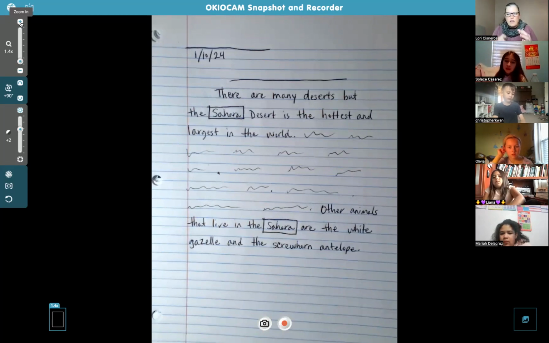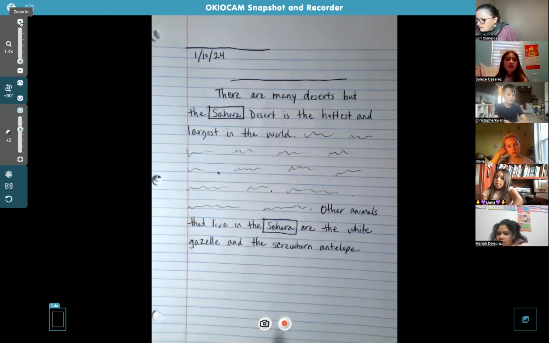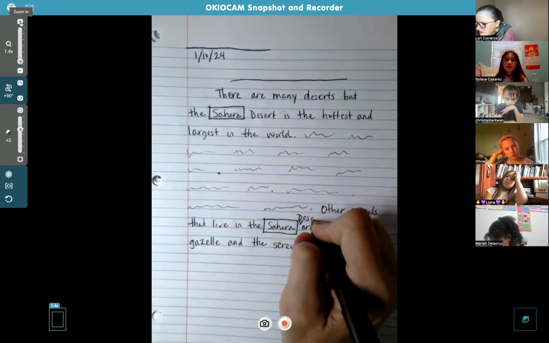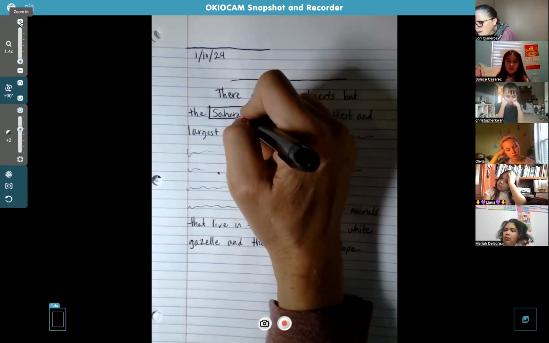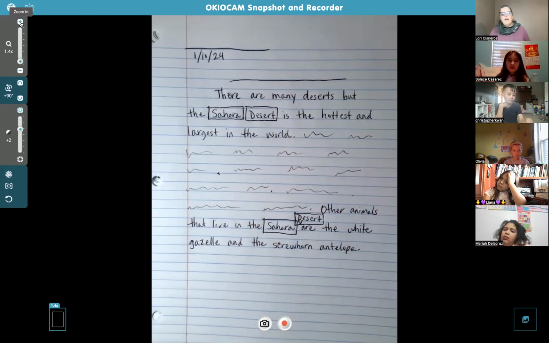Remember, we skip lines so you can add words if you need to. So another word I could maybe add here is maybe desert. I could add right here after Sahara, I could add the word desert, and then I have desert here. So then I can put a box around this one and a box around that one. And now I have 2. I have Sahara and desert that I repeated. So I'm good. That's all I need.